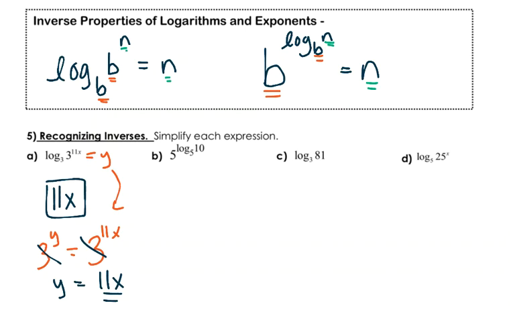All right, same thing here again. We have a base of 5 and an exponent with a log with a base of 5. This is just going to equal 10.